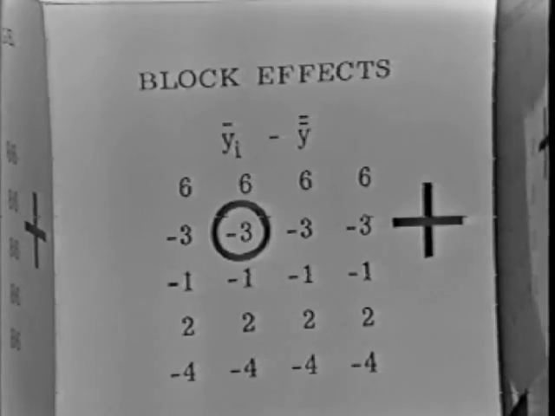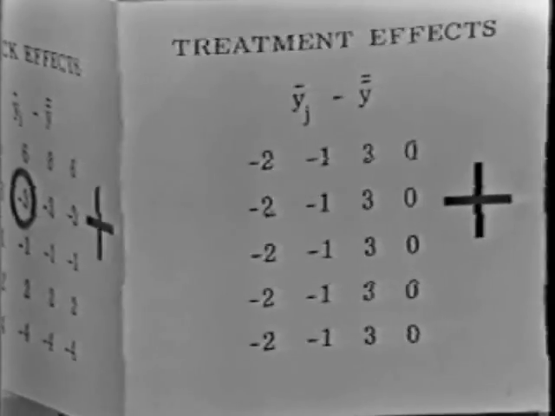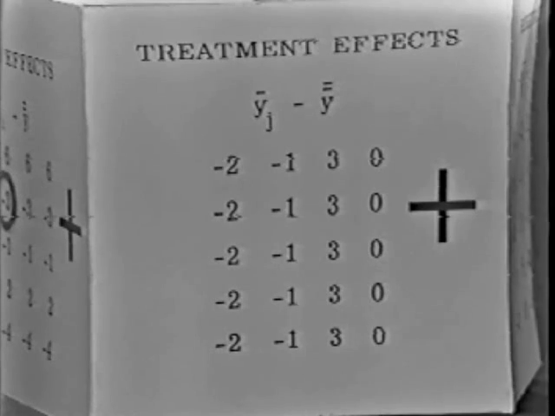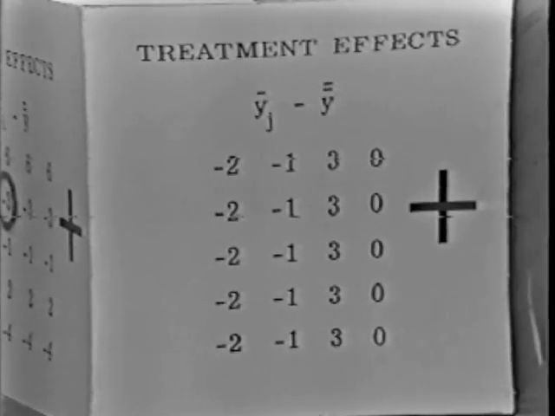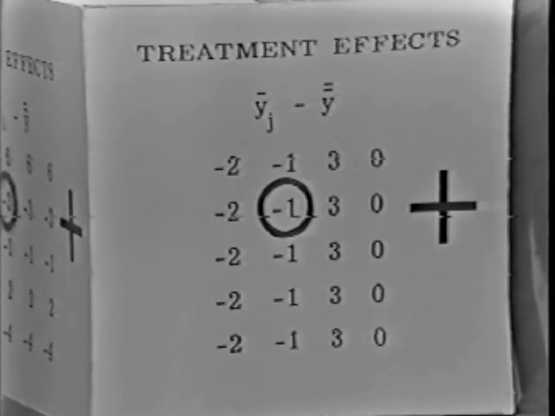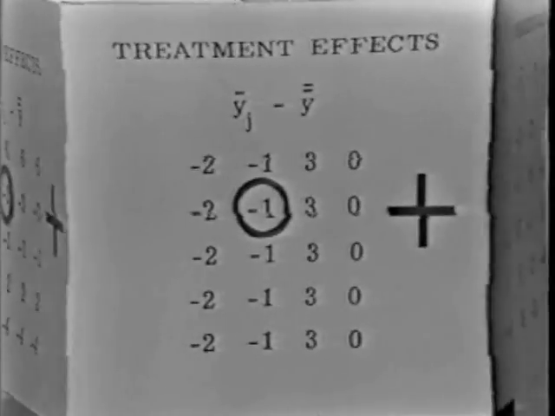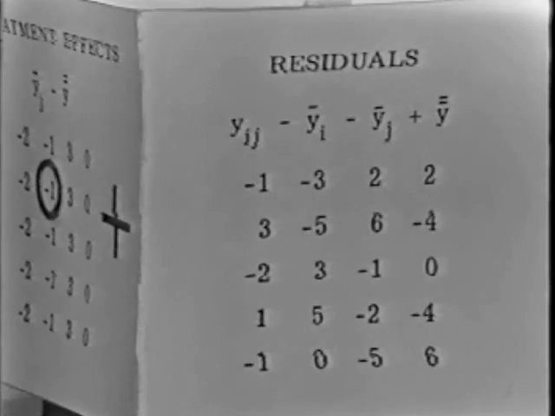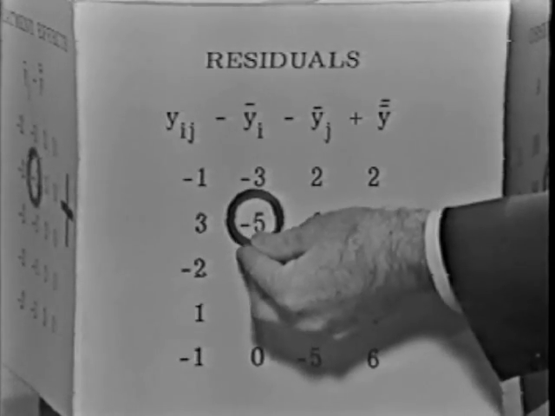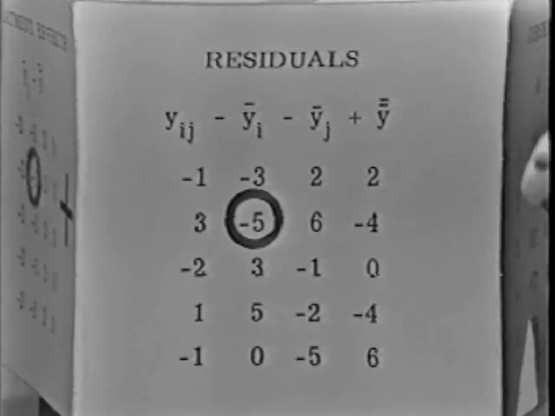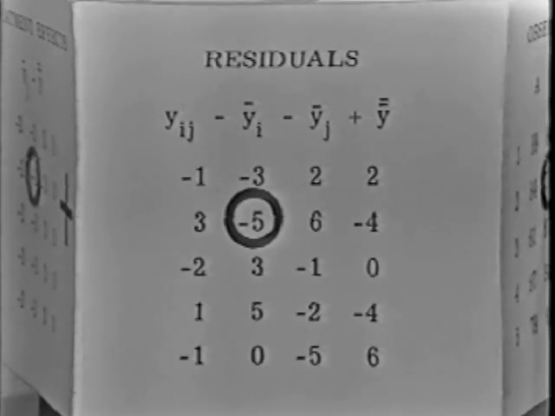Pick up a -3. And now let's go ahead and worry about the treatments. That was in the second treatment, and the second treatment had an effect of -1. And now finally we've got to make the whole thing add up. There's an equal sign back there, and the residual in this case turns out to be a -5. So there you see the fracturing of the observations into their component parts.